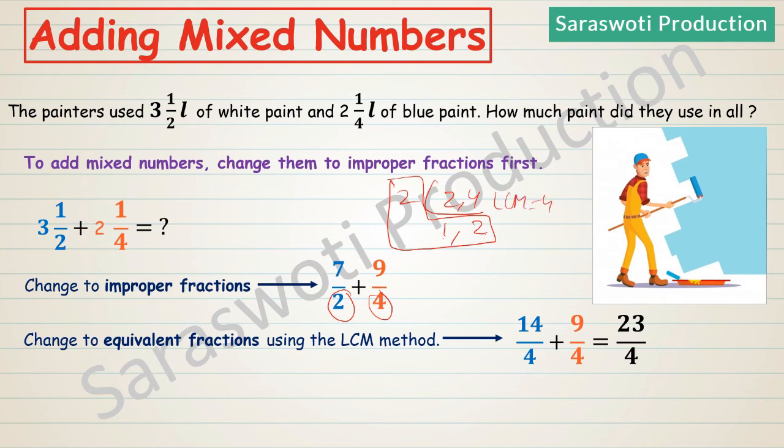So we converted the first denominator to 4, but the second was the same, so no need to change it at all. We simply made 7 by 2 into 2 2s are 4, to give me 14 by 4, and simply added both of these to give me 23 by 4. We have got the answer, but is it enough?